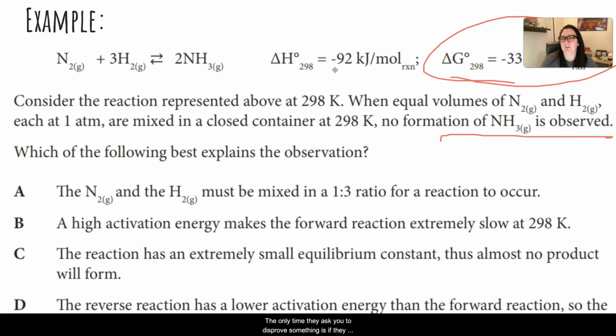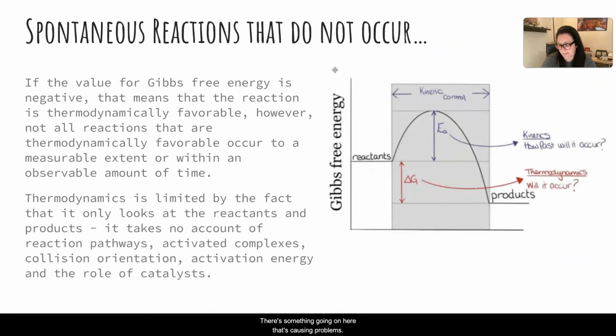The only time they ask you to disprove something is if they talk about a student. A student said this. Do you agree or disagree? Okay, that's different. But if they give you this information, don't just go, oh, delta G is negative, so it's going to go, the statement's false. No. Delta G is negative, thermodynamically favored, yes. It's thermodynamically spontaneous, yes. But there's other factors. So in this case, that's where we're talking about kinetic control. There's something going on here that's causing problems. Okay?